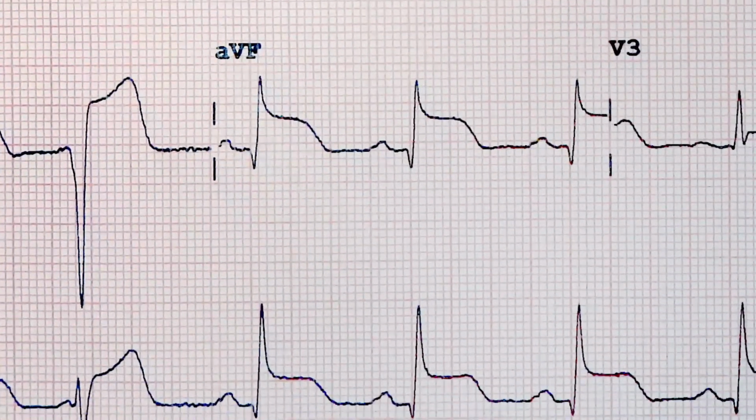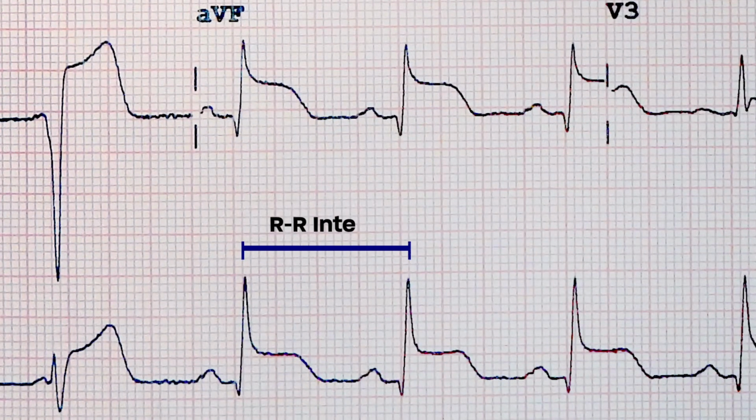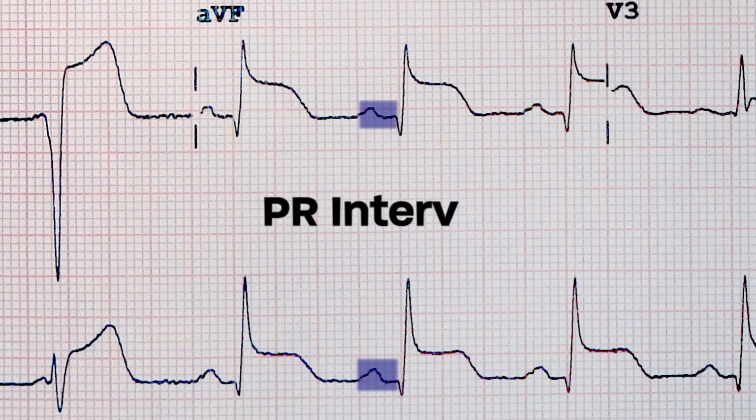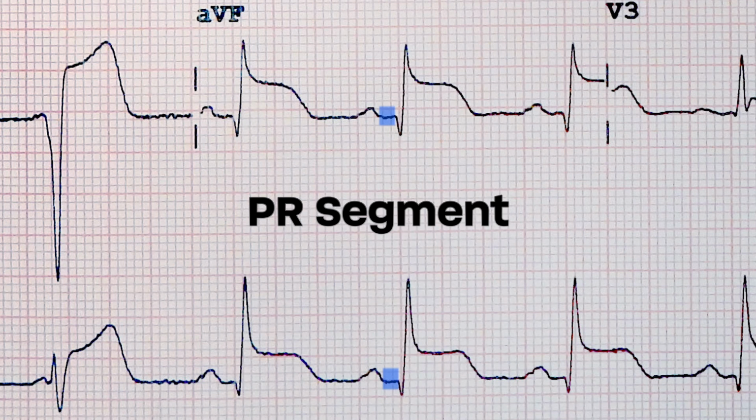To summarize, the R to R interval measures the time between two R waves, or two ventricular depolarizations, and gives us a tool for measuring instantaneous heart rate and regularity. We can also measure P to P interval to assess atrial rate and regularity, and compare if there are any differences between the atria and the ventricles. The PR interval is a proxy measurement for the health of the AV node. The PR segment can be used to measure the health of the atria during contraction.